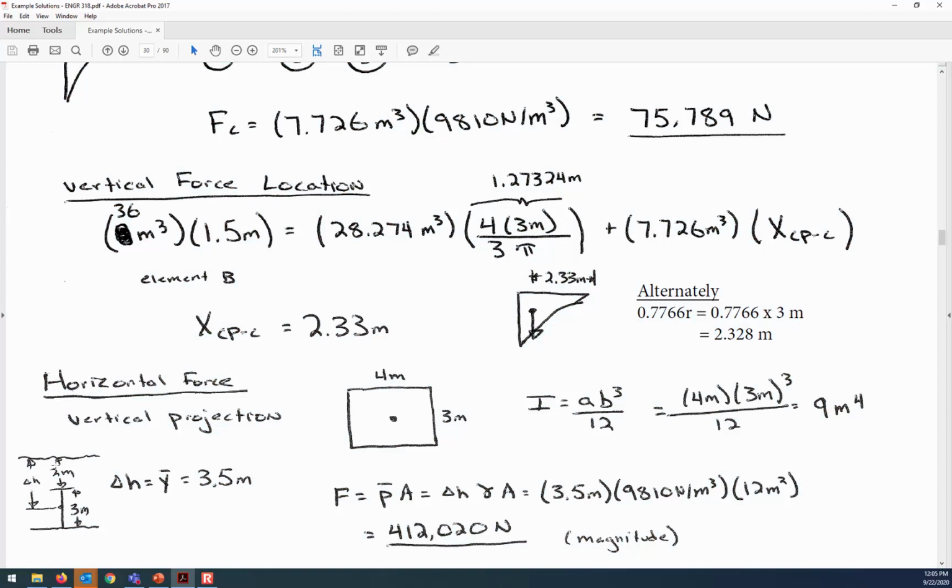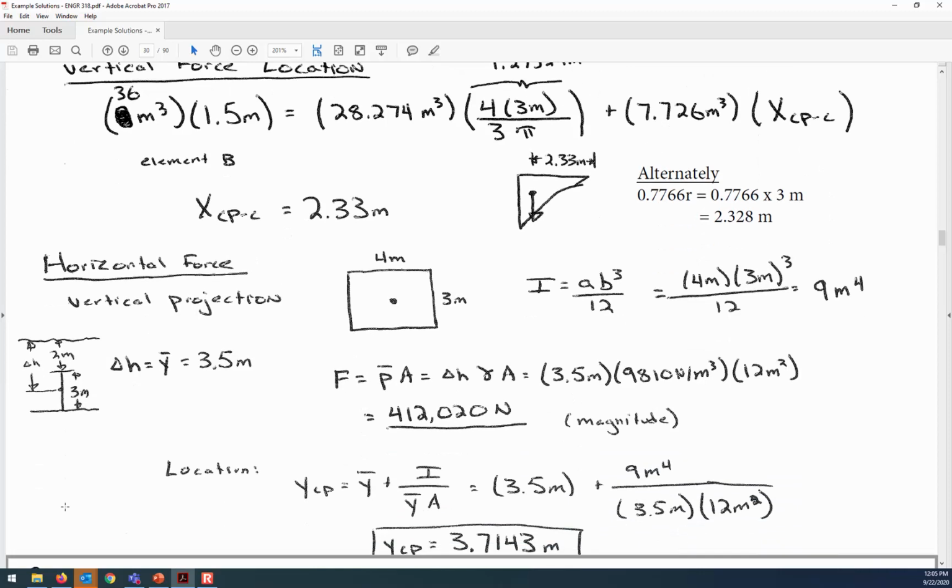The little sketch that's to the left of that kind of illustrates it's 2 meters from the water surface to the top of the projected gate, and then half the distance of the projected gate from the top to the center of area. So the magnitude of the force is 412,000 newtons. And then the location of the force we calculate from the YCP.